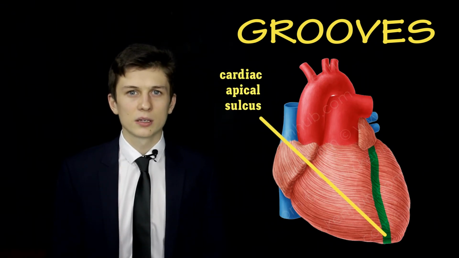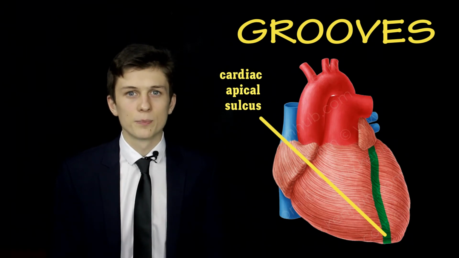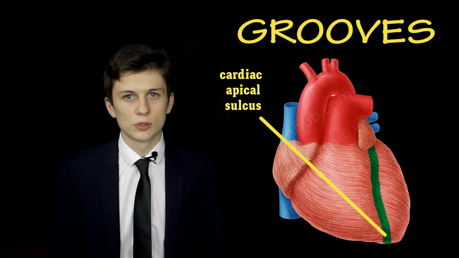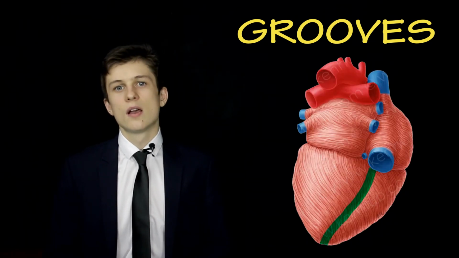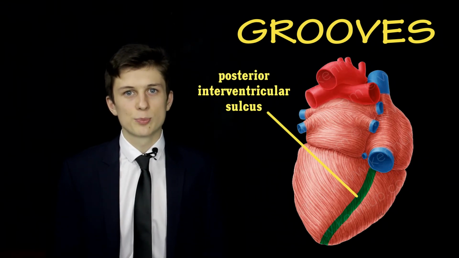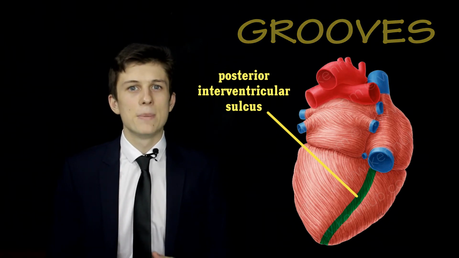The apical cardiac sulcus connects the anterior interventricular sulcus with the posterior interventricular sulcus on the apex. And the posterior interventricular sulcus is between the right ventricle and the left ventricle behind.